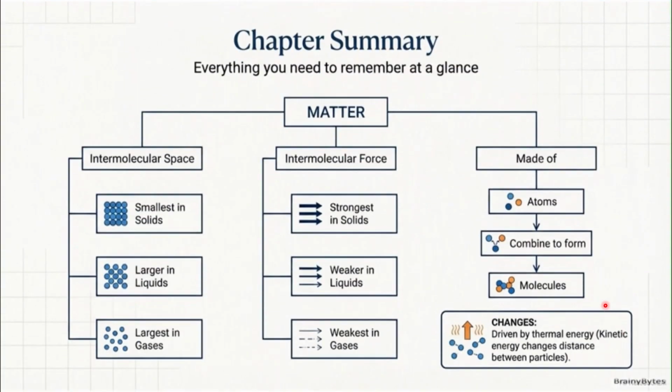Now it's time for a short recap. Here we have the chapter summary that furnishes you with everything you need in a nutshell. Matter is basically divided into 3 branches, that is, the intermolecular space, intermolecular force, and what it is actually made of. You can take a screenshot of this slide as it will help you in revising the chapter in no time.